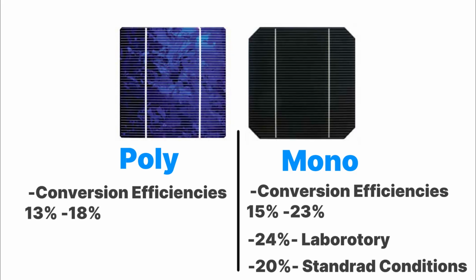Polycrystalline panels convert sunlight at 13% to 18% efficiency. Crystal grain boundaries scatter electrons, reducing overall current generation. Modern polycrystalline products cluster around 16% efficiency. This 4 percentage point gap translates directly to power output differences under identical conditions.